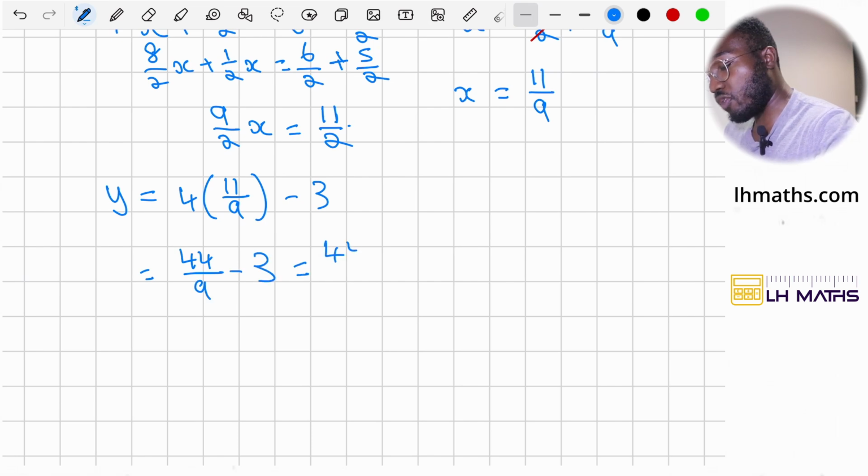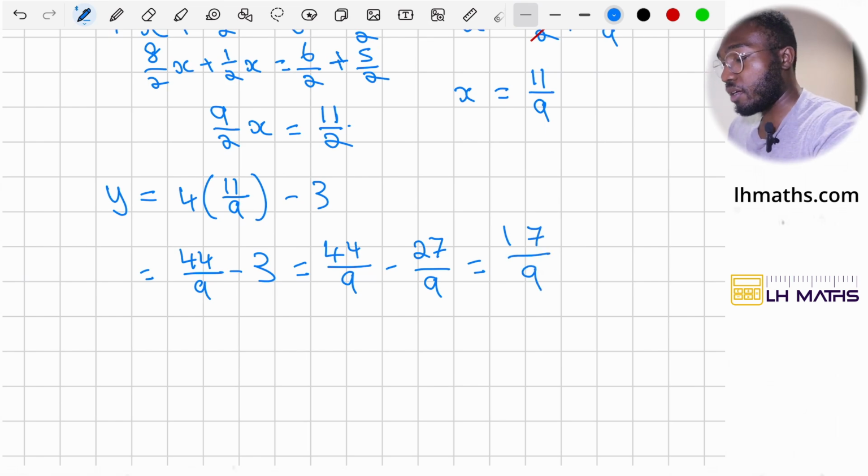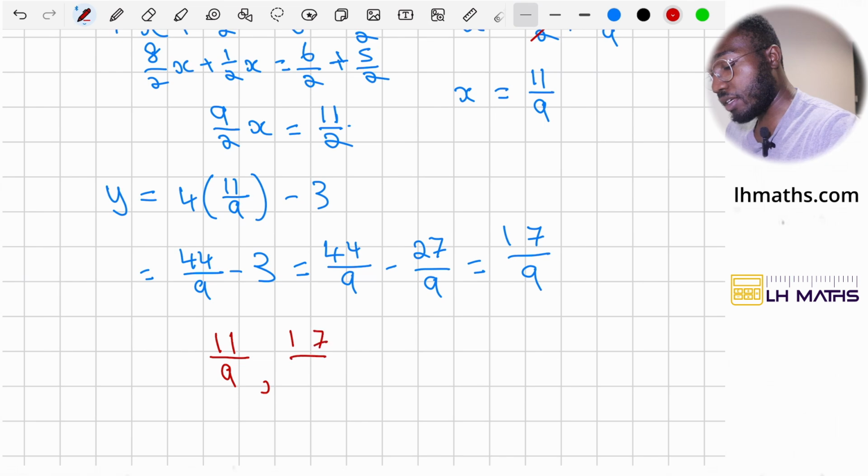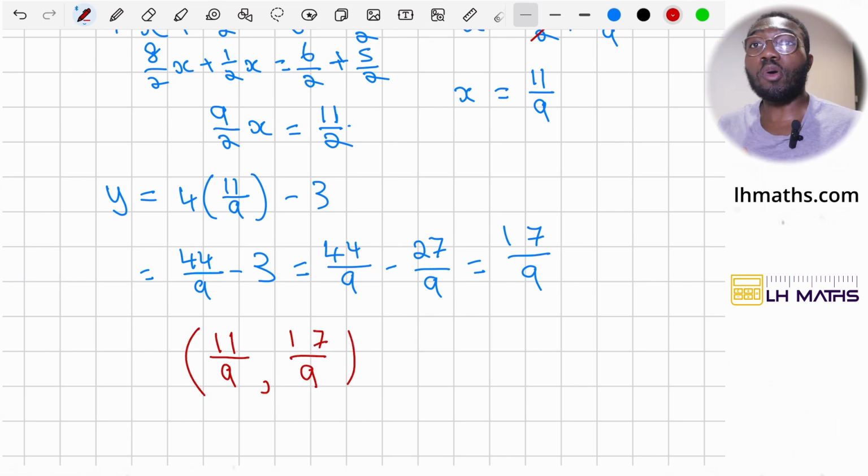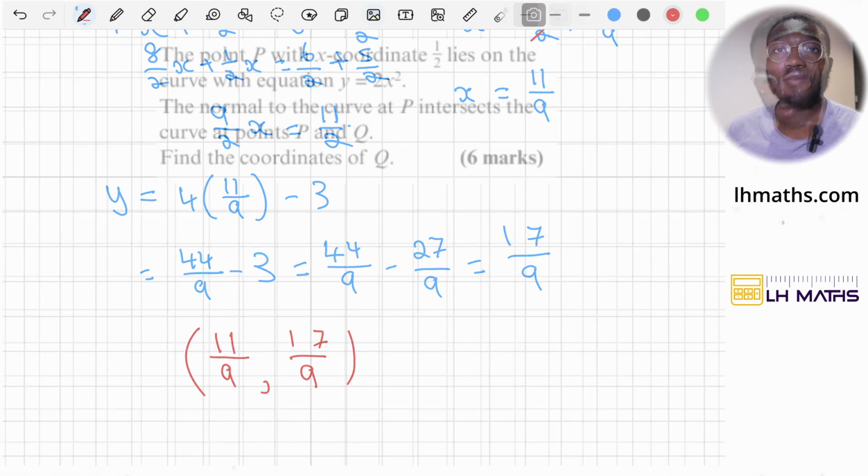And then that is 44 over 9. We're going to write 3 as a fraction, which is minus 27 over 9, which is 17 over 9. So we know that our coordinates will be 11 over 9, 17 over 9. So it's not the most nice number, but this is what it would be. There are loads of other ways you can write this too. I'm just going to leave it as an improper fraction like this. So our answer is 11 over 9, 17 over 9. Those are the coordinates where the tangent and the normal meet.